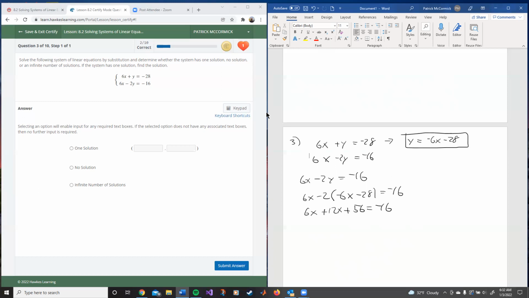So combine the like terms. So I get 18x plus 56 equals negative 16. Subtract the 56. So if you have your calculators handy, right? So negative 16 minus 56, negative 72. You might be able to do that in your head. And then divide by the 18. I get negative 4.